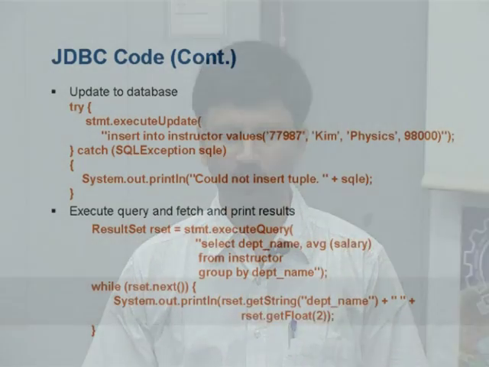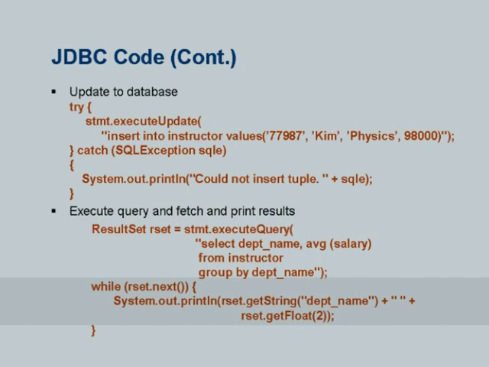If the result had two tuples, the first time it would succeed, go process it, the next loop would fetch the next tuple, process it, the third time around it will try to fetch, it fails and exits the loop. So this loop is only executed when next succeeded. And what is the content of the loop doing? It's doing System.out.println rset.getString(department name) plus rset.getFloat(2).